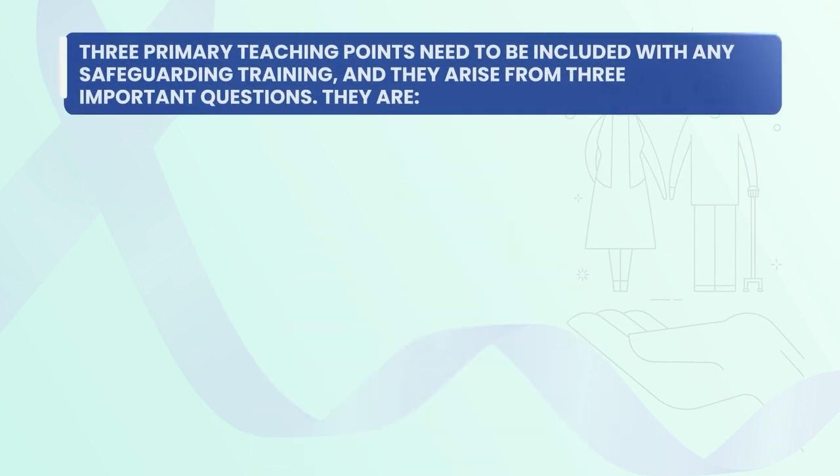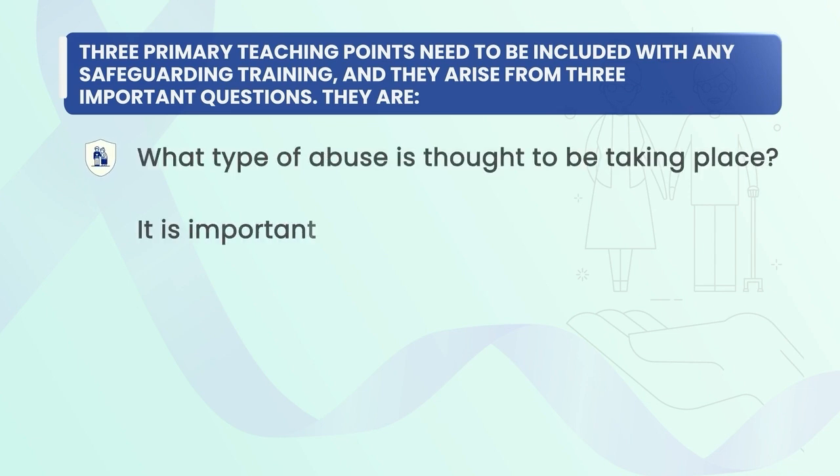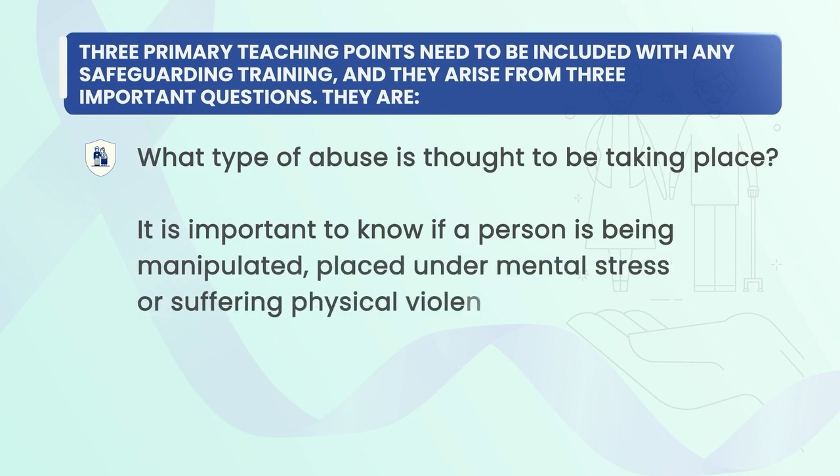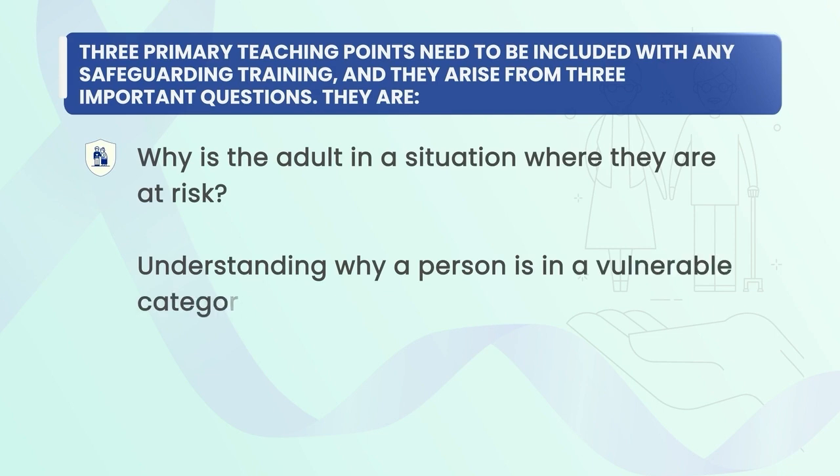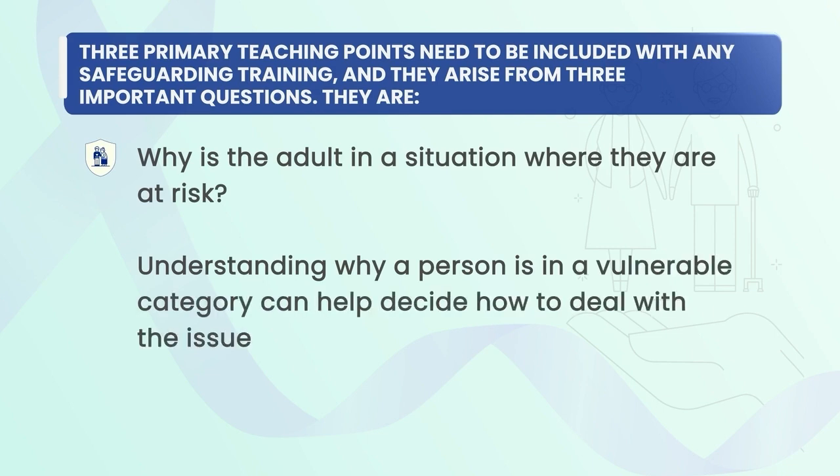Three primary teaching points need to be included with any safeguarding training, and they arise from three important questions. They are: what type of abuse is thought to be taking place? It is important to know if a person is being manipulated, placed under mental stress, or suffering physical violence in order to act accordingly. Why is the adult in a situation where they are at risk? Understanding why a person is in a vulnerable category can help decide how to deal with the issue.